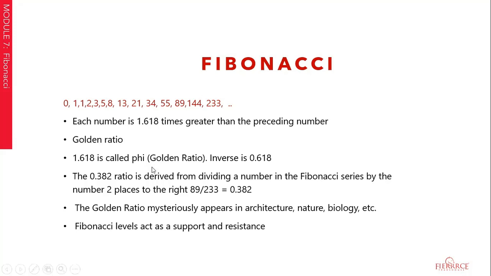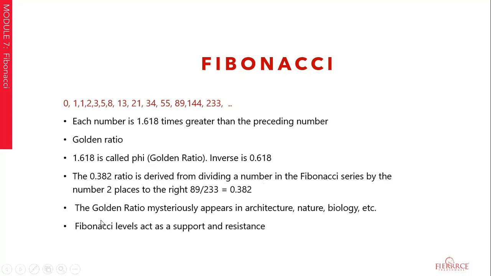Now, this golden ratio actually mysteriously appears in architecture, nature, biology, literally everything. And when we talk about biology, we also talk about the human body. If you were to study our bodies from a scientific, mathematical perspective using the Fibonacci series of numbers or the golden ratio, you realize that it actually appears on our bodies. Just do your research. I'm not going to focus on that because that's not the purpose of this module, but just to give you background.